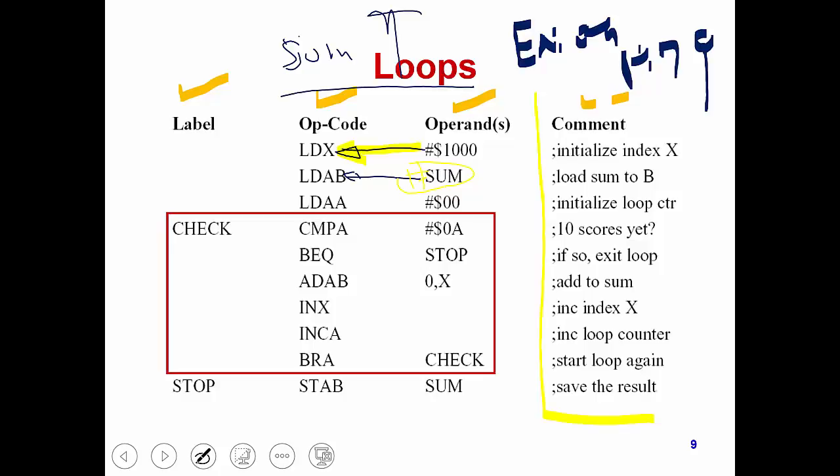Here it's probably defined as FCB somewhere before, a value somewhere here. So we load the value labeled by SUM, whatever the value is, into B. Then we load 0 into accumulator A.